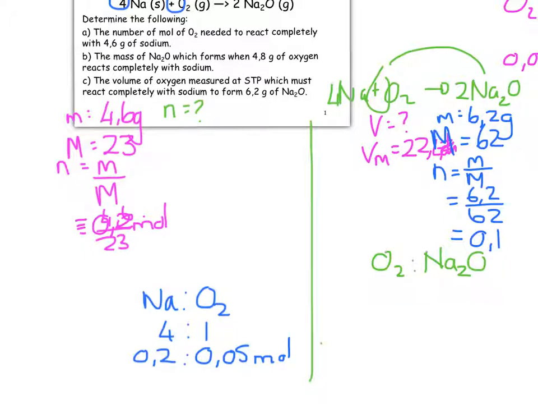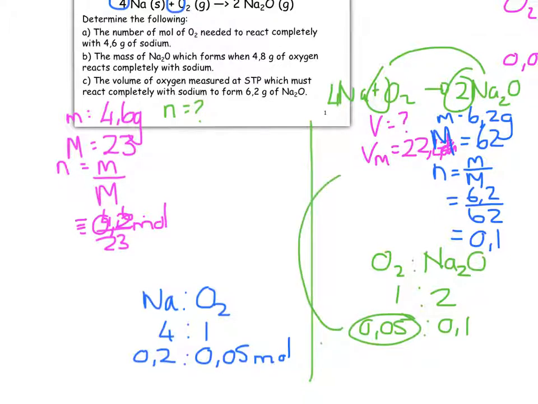There's an invisible 1 over there, is to 2. But I don't have 2, I have 0,1 moles of sodium oxide. What did I do to the number 2 to make it the number 1? I divided by 2, so I do exactly the same thing, and I get 0,05 moles of oxygen.